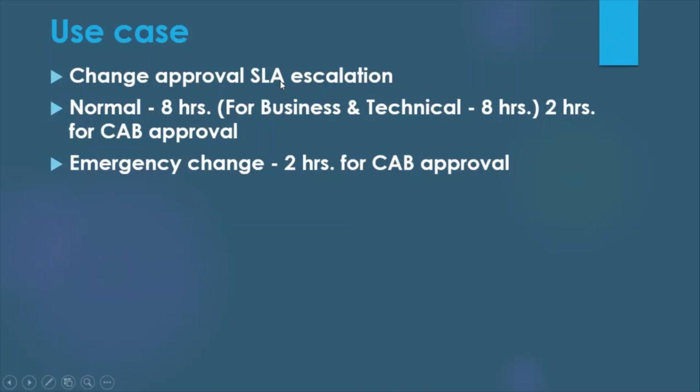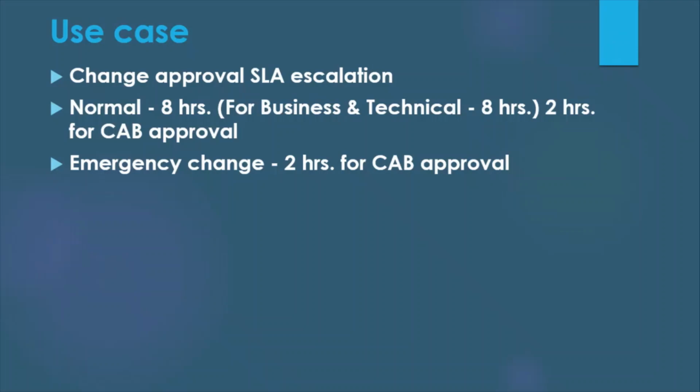Okay, so let's navigate here and try to implement one of the use case scenarios. So I have got this request to showcase this requirement. So I have taken this as an example. So let's try to implement this one. So we are going to configure SLA for change approval, SLA escalation. So here we are going to configure SLA for normal change as well as emergency change.